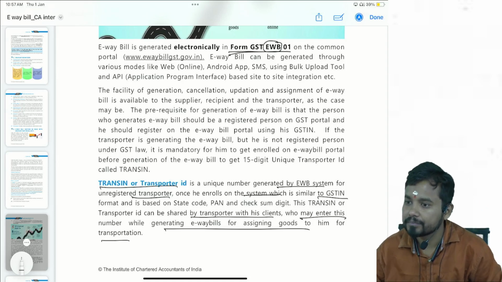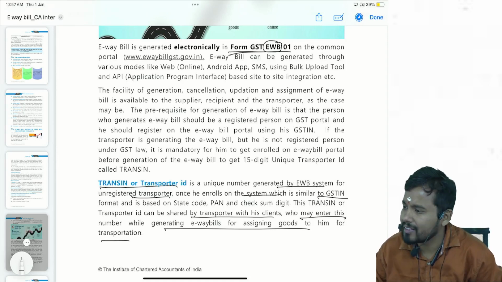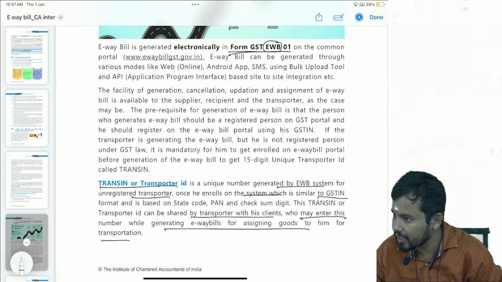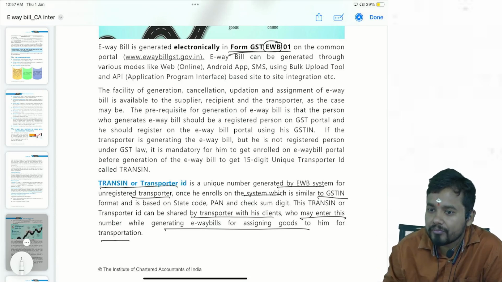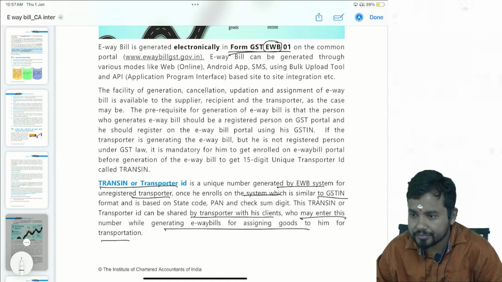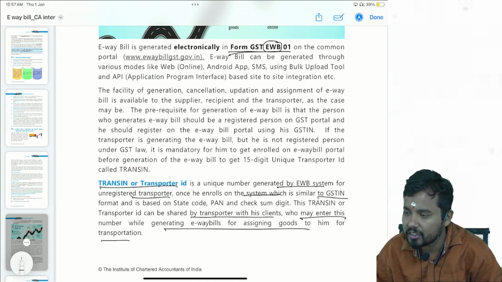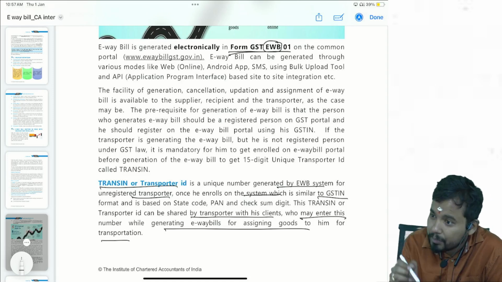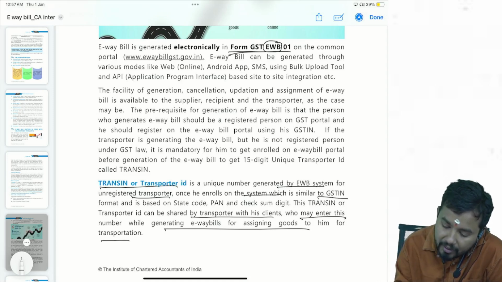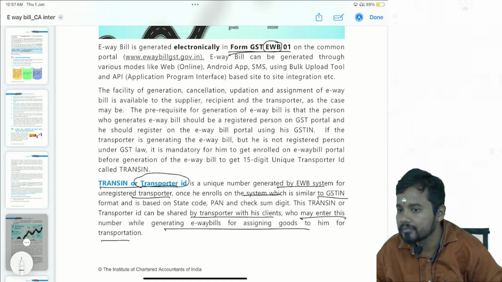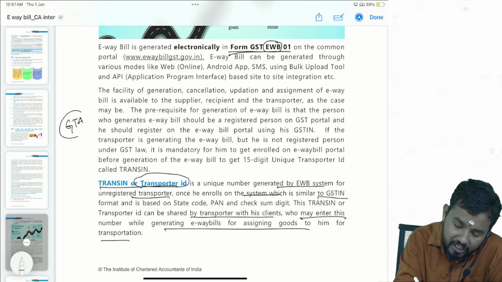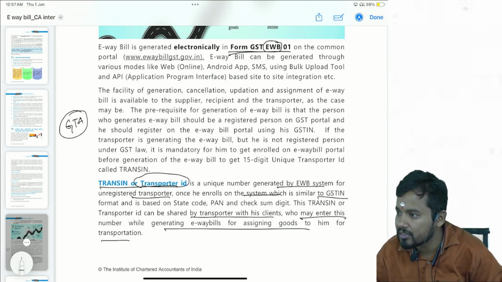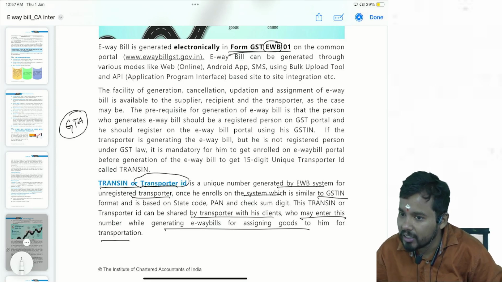Now what they are saying: if a person is engaged exclusively in making RCM supplies, is he liable to take registration? No. Now there is one person, a GTA, who has opted for RCM supplies. Is he mandatorily required to take registration? No, not required. So some GTA persons may not take registration. So for the purpose of E-way bill, they have to get something called a transporter ID. The concept of transporter ID is: let us assume there is a GTA exclusively engaged in making RCM supply, thereby not supposed to take registration, and thereby he has not taken registration.